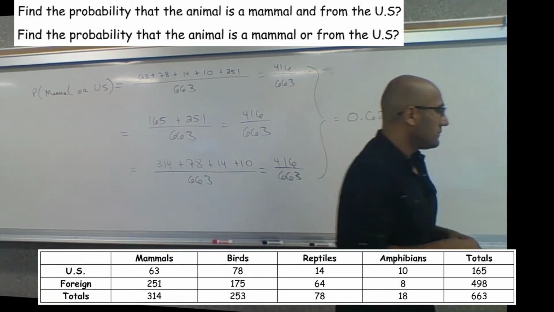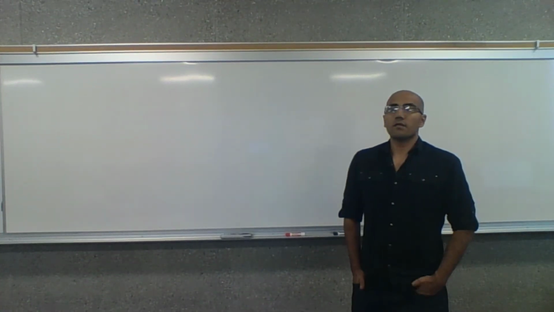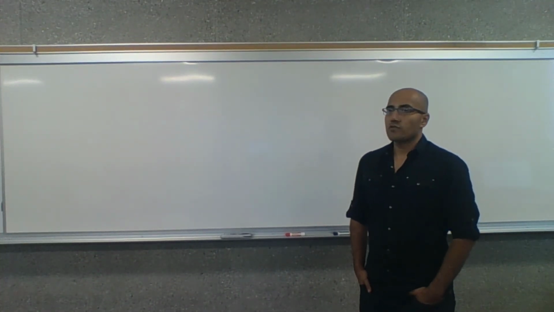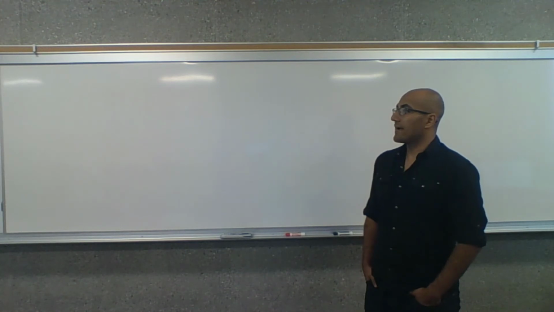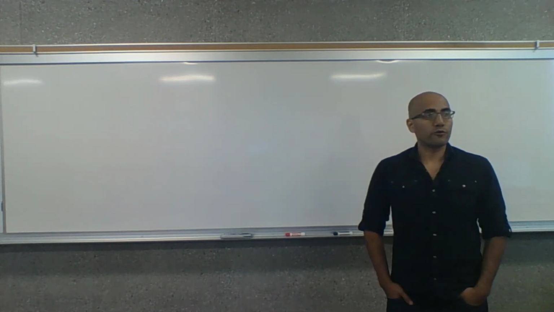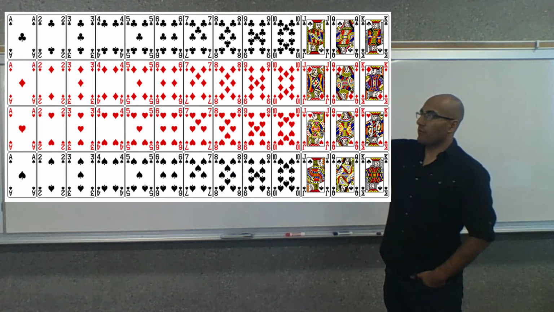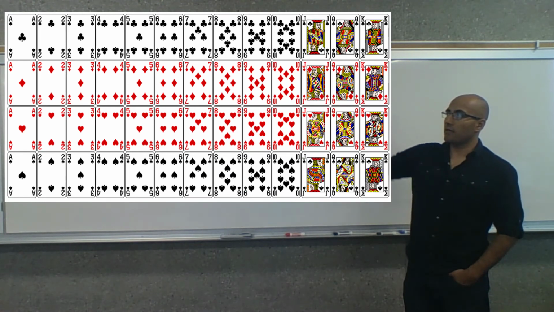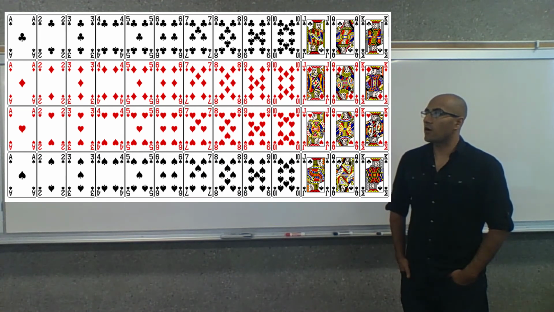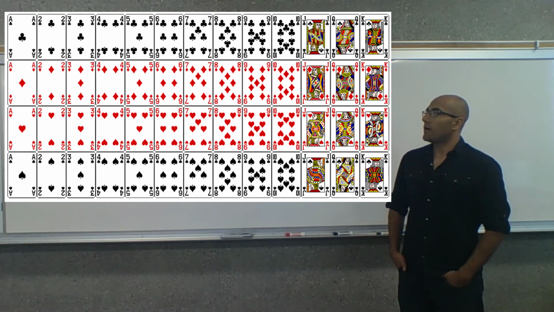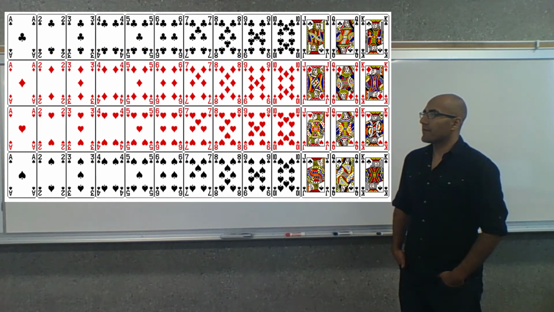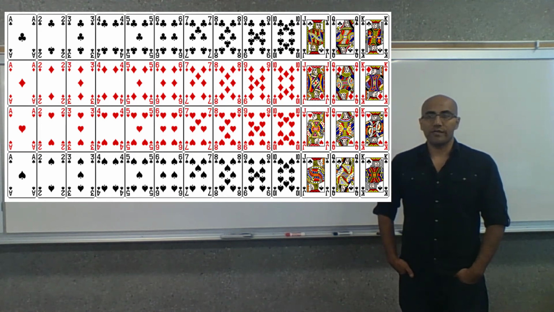Okay, so let's take a look at this one now. Say we have a full deck, a standard deck of cards. We know there are 52 cards. There are 4 suits: clubs, diamonds, hearts, spades. Each suit has 13 cards. The question says, what is the probability that a card drawn is a queen? Let's do that one first.